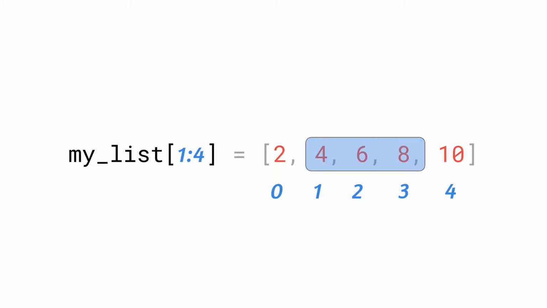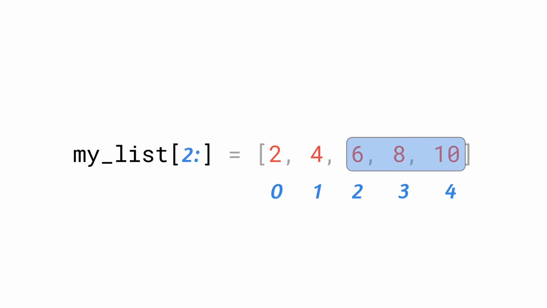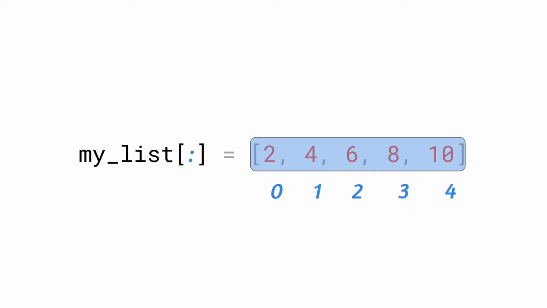Another operation that lists support is list slicing, extracting a subsection of a list. mylist[1:4] tells Python that we would like to get all the elements starting from index 1 and ending at index 4, but not actually including the last index. We could also slice everything after a particular index, or just get the entire list.